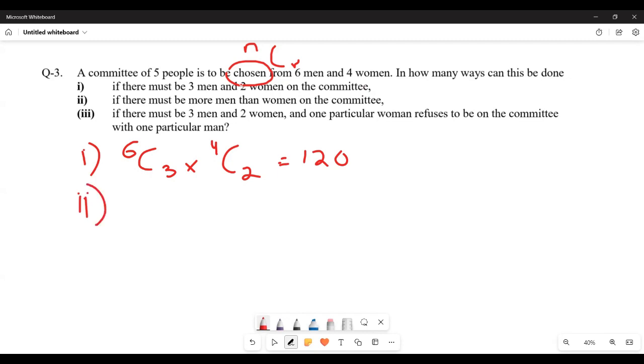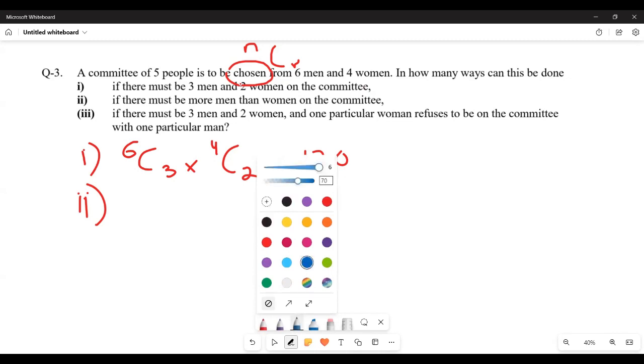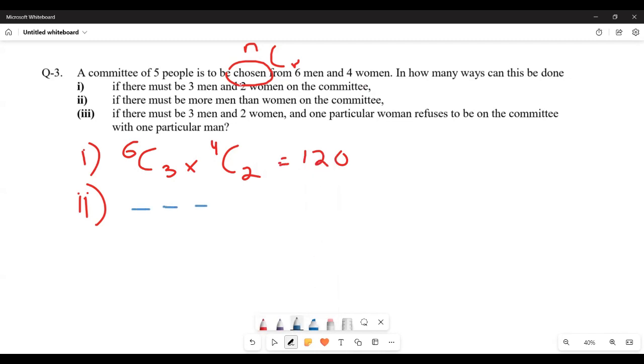Part 2. If there must be more men than women on the committee, men should be more. So in the first case, we're going to say that all of them are men. 1, 2, 3, 4, 5. So all 5 are men. So that's going to be 6C5. We have 6 available men for 5 spots. So 6C5.